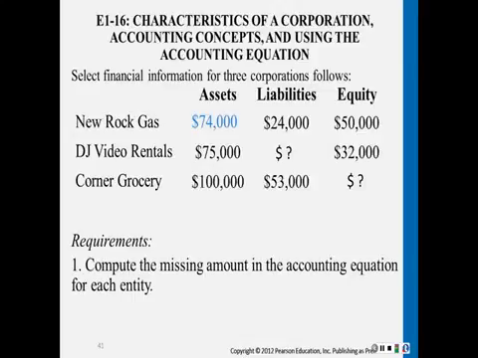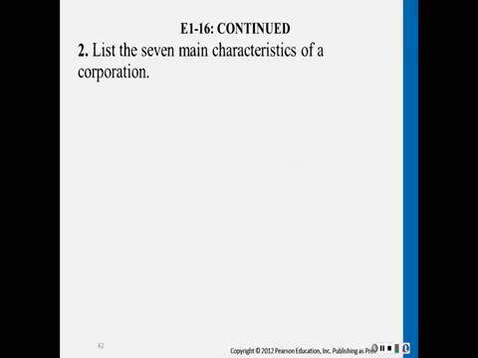DJ Video Rentals, $75,000 assets. We're looking for liabilities, and we have equity of $32,000. If we take $75,000, subtract $32,000, our liabilities are $43,000. Okay, the last one, Corner Grocery, we have $100,000 assets, $53,000 liability. We're looking for equity. When we plug this into our equation, $100,000 minus $53,000, we have $47,000 for equity.